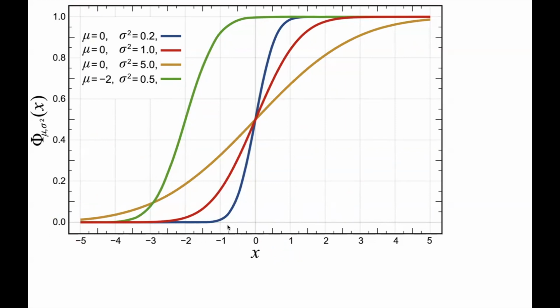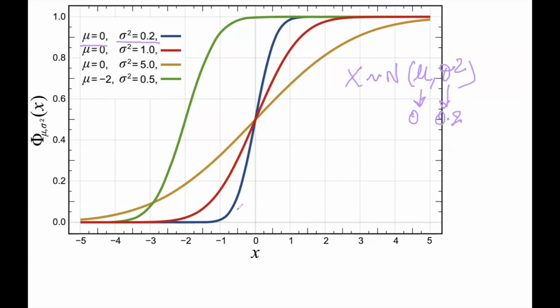To understand better, let's take our blue curve here. The blue curve here is a Gaussian or a normal distribution. Since we know X is a random variable, we can write it as X belongs to normal distribution with mu and sigma square. Here, mu corresponds to 0 and sigma square corresponds to 0.2. And what is sigma square? Sigma square is my variance.